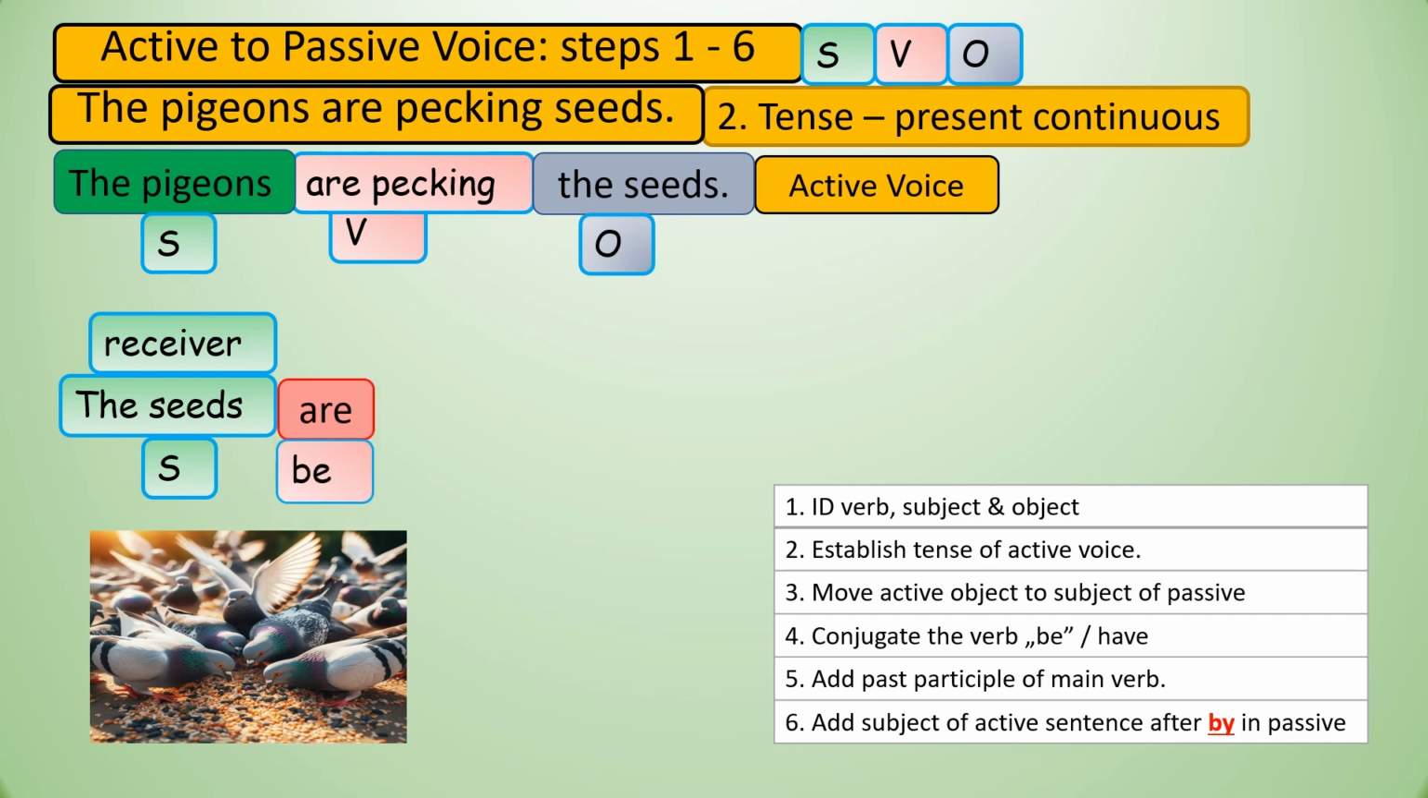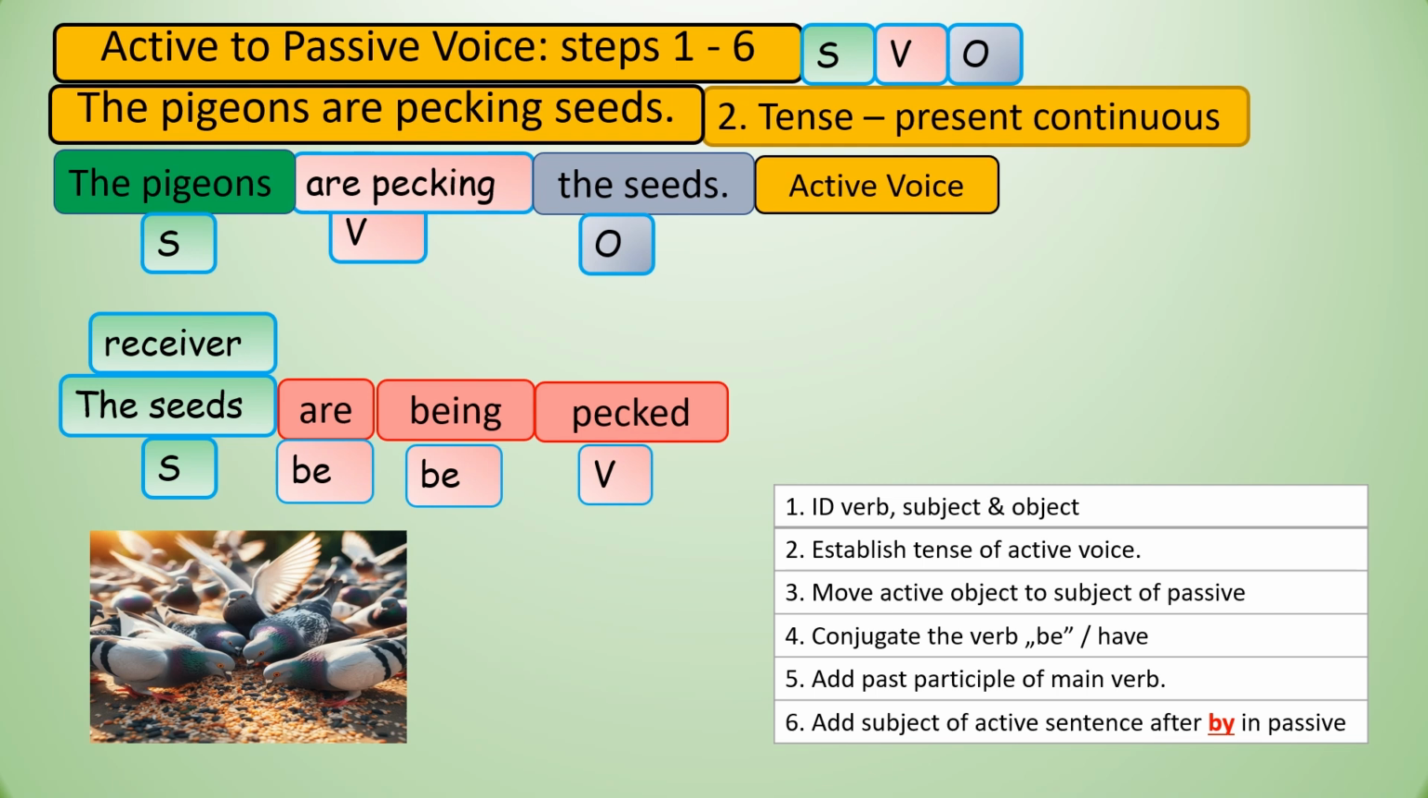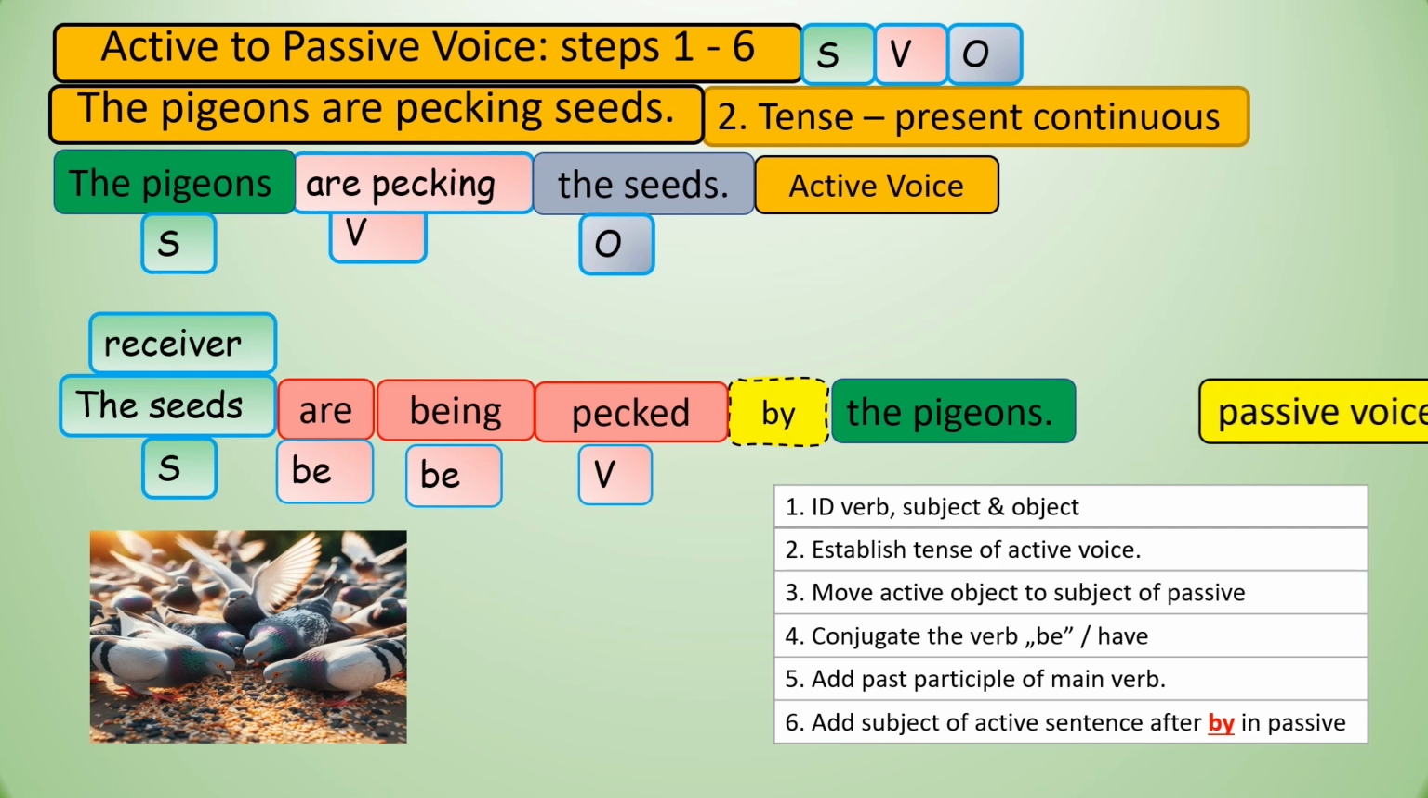Now we're ready to lay out the grammatical construction here. Are being pecked. That's our grammatical construction for present continuous tense and for passive voice form of it. Now for the word by, and after that our subject of the active sentence becomes the agent here, and that concludes our passive voice sentence. So the pigeons are pecking the seeds, active voice, becomes the seeds are being pecked by the pigeons in the passive voice.